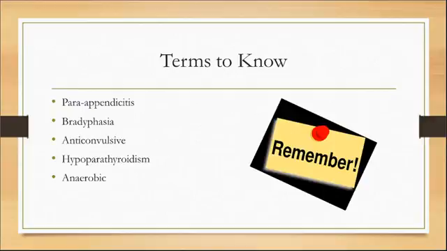Hypoparathyroidism. Our parathyroid is a gland, and if our parathyroid gland is not secreting at its normal rate and it's below normal, then we have hypoparathyroidism. That's a below normal secretion of the parathyroid gland.